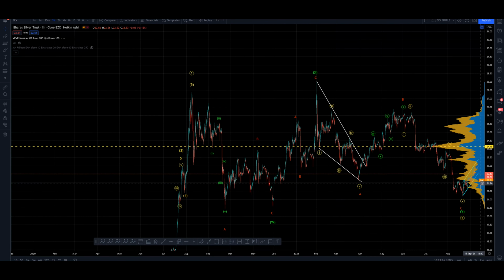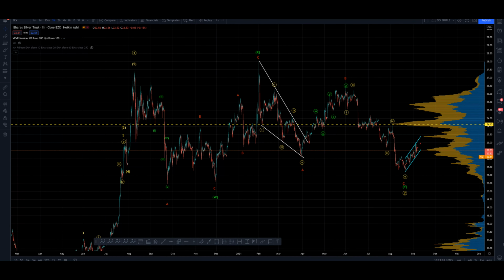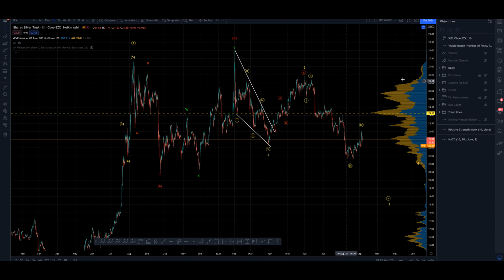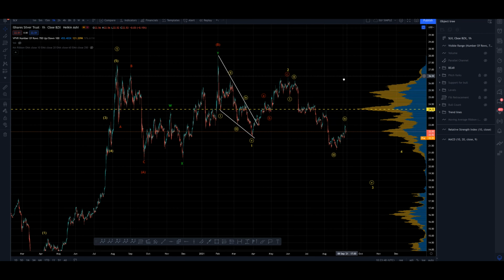Now you're probably very familiar with this as we've had it for a long time, and it is extremely bearish. So let's just get rid of the bullish count for a moment. Do we need these trend lines? Yes, that's a leading diagonal down. Hide that parallel channel. Let's bring up the bear count. So super simple here, breaking it down.